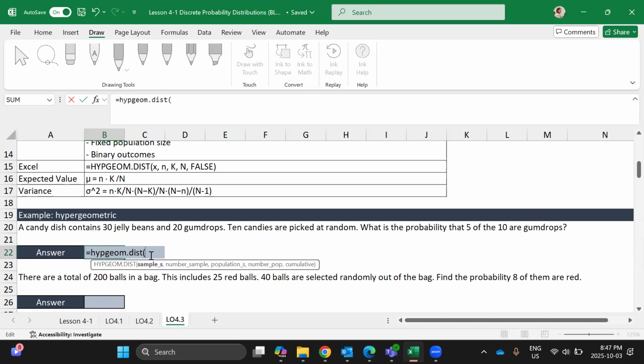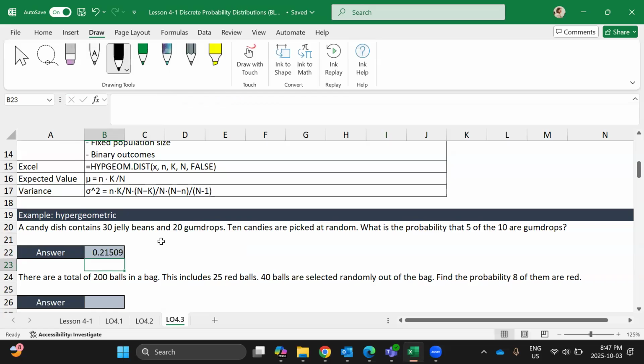Hypgeom.dist. There we go. Once I have that written out, Excel shows you what you have to enter. The first is sample_S. That means the number of successes in the sample. So 5 out of 10 need to be gumdrops. Then we have population success. So how many gumdrops are in the whole population? The question says there's 20 gumdrops in 50 candies. Then you always conclude with a false.